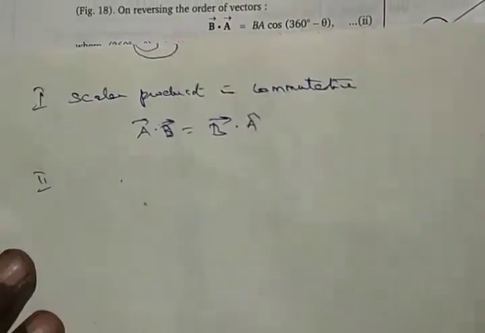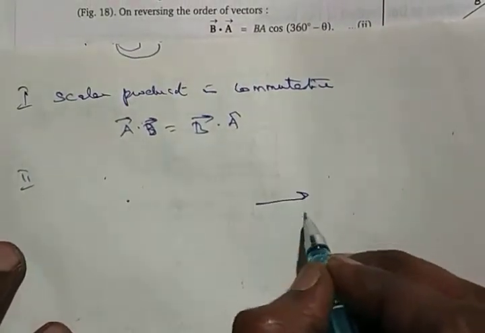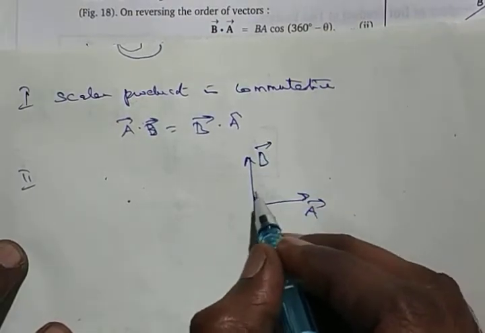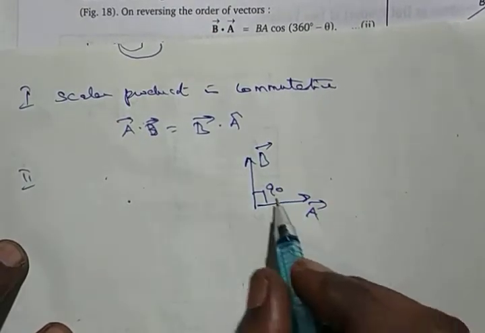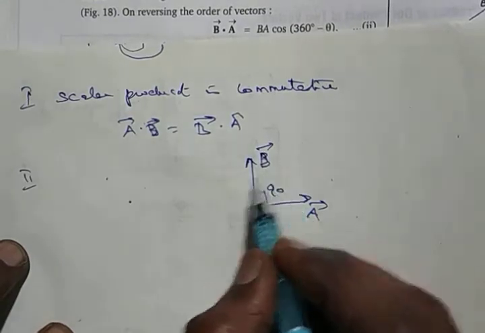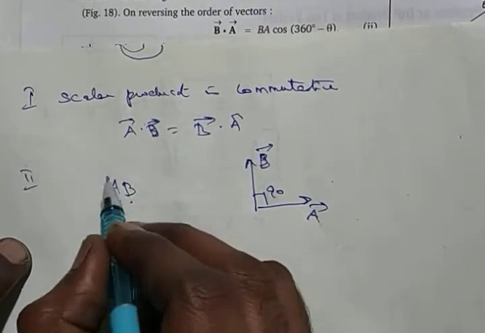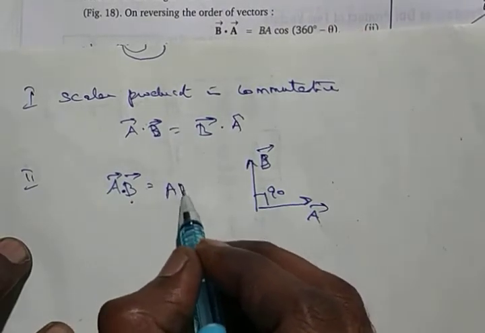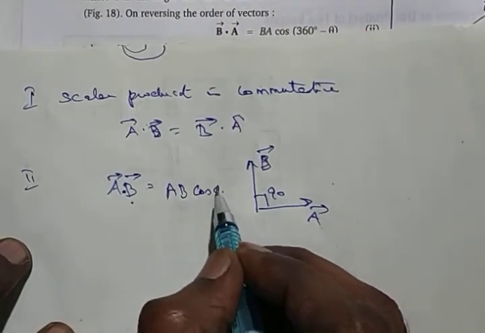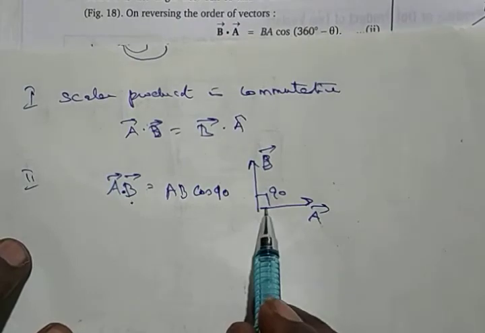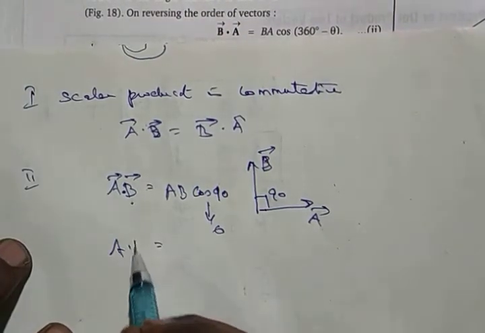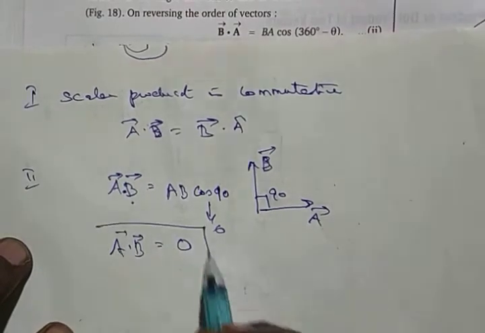How is it? So, if this is A vector and this is B vector and it is 90 degrees, I do a scalar product of both of them. So, A dot B is going to be equal to AB cos 90. It is mutually perpendicular. What is cos 90? It is 0. So, A dot B, you will get 0 here.